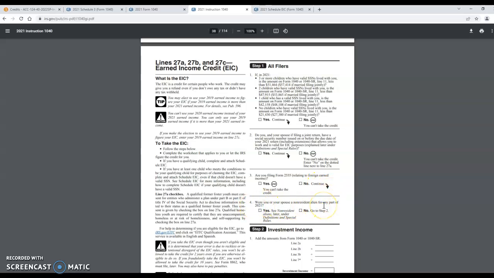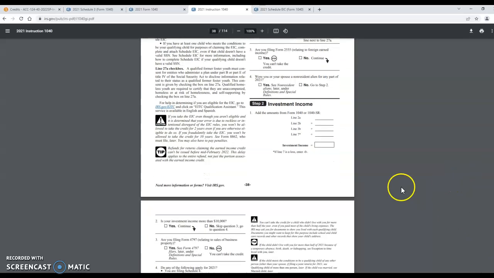Were you or your spouse a non-resident alien for any part of 2021? This means a foreigner who doesn't have a green card. Generally it means an illegal foreigner in this country. So we would click no, and it said go to step 2. So we continue on. Step 2 is investment income.